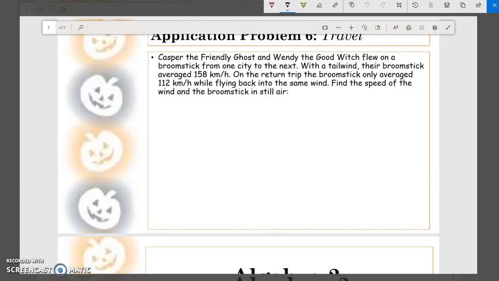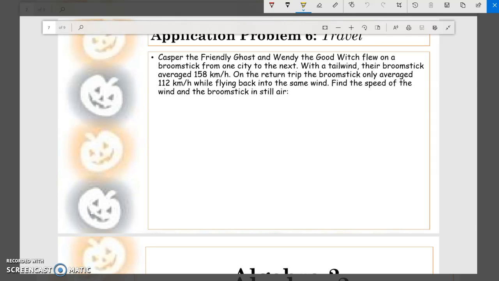with a current. So in this problem, it says Casper the Friendly Ghost and Wendy the Good Witch, because they're on our Halloween theme, flew on a broomstick from one city to the next. With a tailwind, their broomstick averaged 158 kilometers per hour. On the return trip, the broomstick only averaged 112 kilometers per hour while flying back into the same wind. Find the speed of the wind and the broomstick in still air.